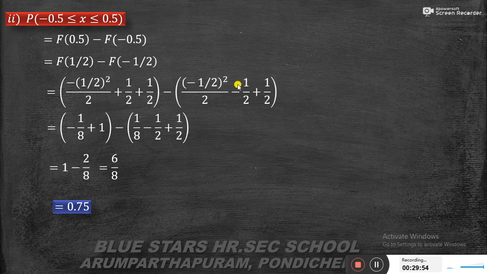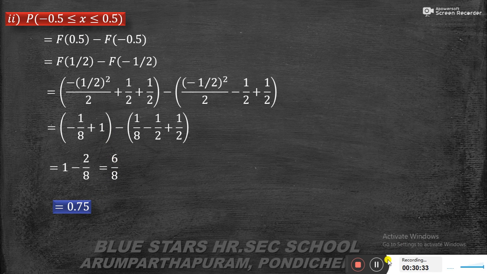Plus 1 minus again 1 by 8 minus 1 by 2 plus 1 by 2; the minus 1 by 2 and plus 1 by 2 cancelled. So the next step, minus 1 minus 1 by 8 minus 1 by 8, two times 1 by 8, so 1 minus 2 by 8. Next I just cross multiply, 8 into 1 is 8, 8 minus 2 is 6 by 8. This is the answer for the probability of minus 0.5 less than or equal to x less than 0.5, which is 6 by 8, therefore 0.75.